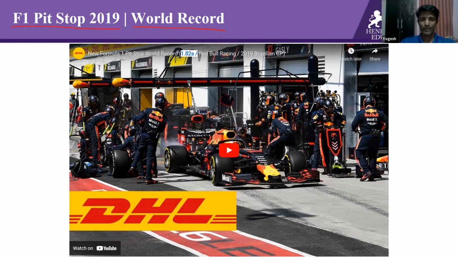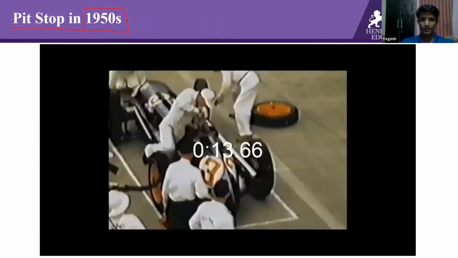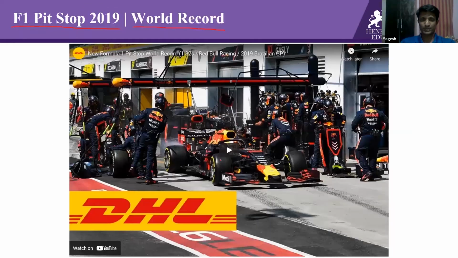So if we go back to the previous video and look at their timer, it was around 1 minute, right? 1 minute and 3 seconds. And from there it has reduced to 1.82 seconds, guys. So it is unbelievably low time, right? 2 seconds only.